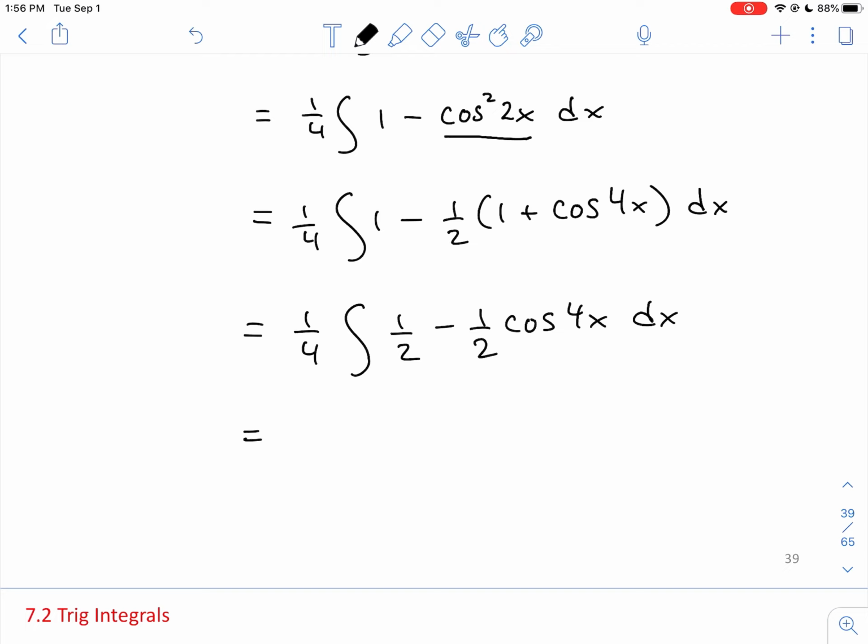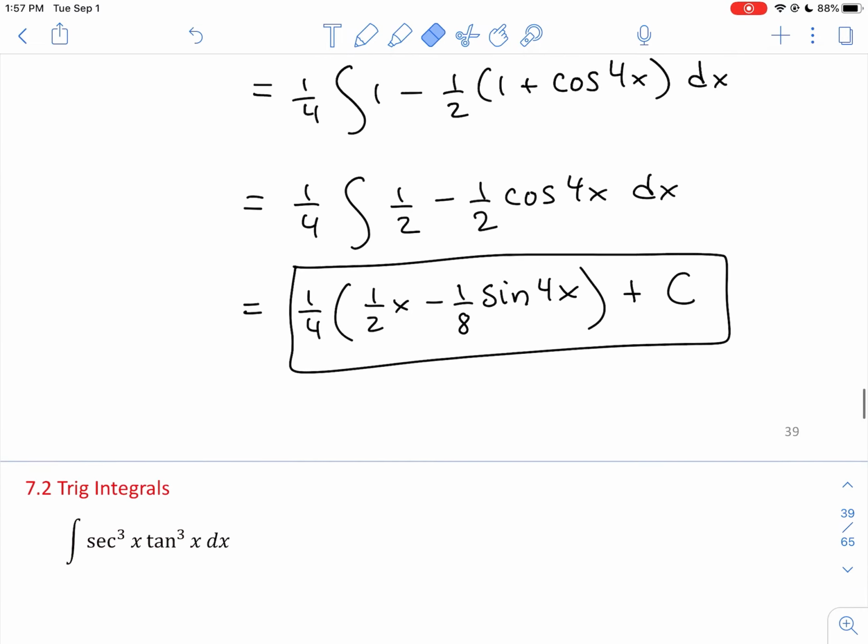And then anti-differentiate. I'll leave the 1/4 out in front this time. The antiderivative of 1/2 is 1/2 x. And then the antiderivative of negative cosine 4x is negative sine 4x divided by 4. There's already 1/2, so we need a 1/8 there in front, and then plus c. And then, of course, I think the last step I would do is distribute this 1/4, which I won't bother doing here in the lecture.